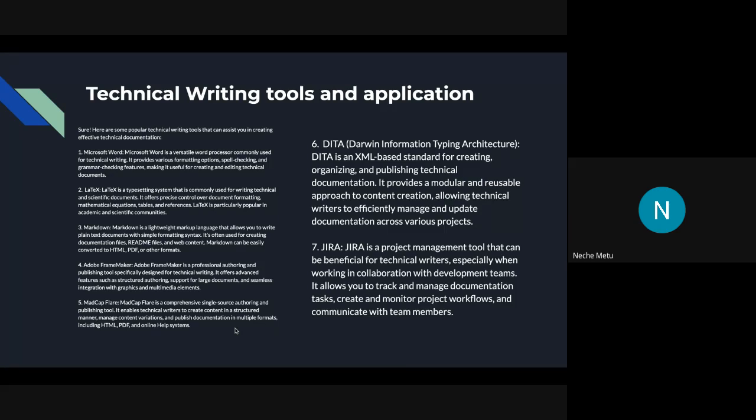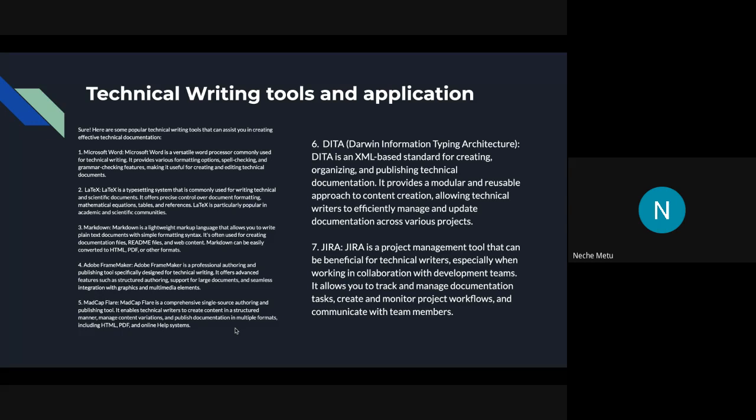LaTeX is a typesetting system that's commonly used for technical and scientific documents. For example, you open your engineering mathematics, you see how those formulas are written. You begin to wonder, my keyboard doesn't have all those things to be able to make them squared, raised to the power 3, subset, superset, and all that. This LaTeX is for the scientific method. So there's already a pre-formatted typesetting system for that. It offers precise control over document formatting, mathematical equations, like I said, tables and references. It's popular in the academic and scientific community.